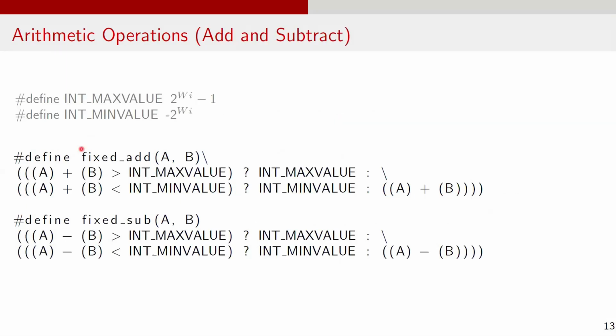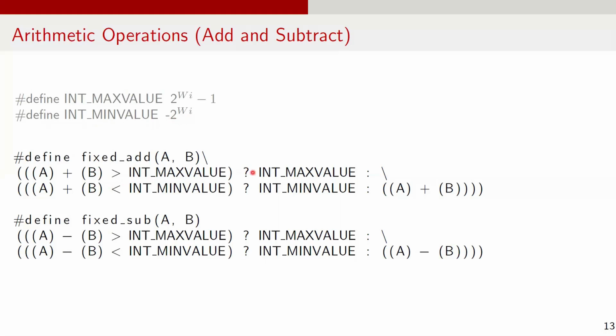To perform addition and subtraction on two fixed point variables with the same granularity and handle the overflow, we can define macros. In addition and subtraction, if the result is outside the maximum or minimum integer range that can be represented in QWI.WF format, then it is limited to the maximum and minimum limits. These limits can be defined in macros as #define INT_MAX_VALUE 2 to the power WI minus 1 and #define INT_MIN_VALUE minus 2 to the power WI.